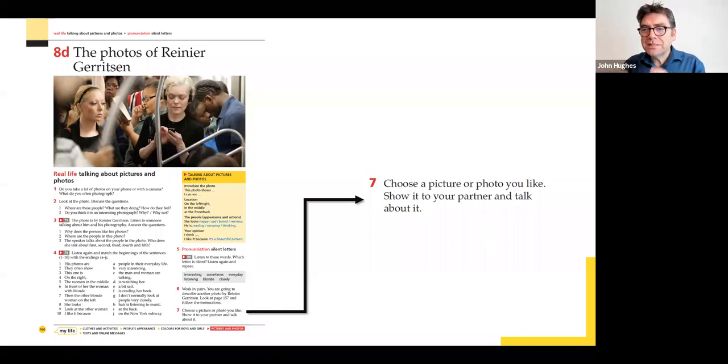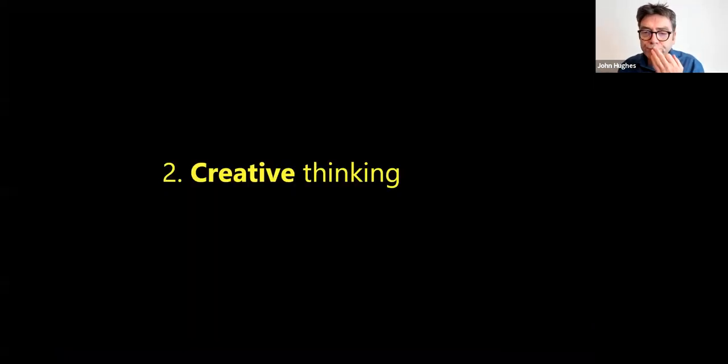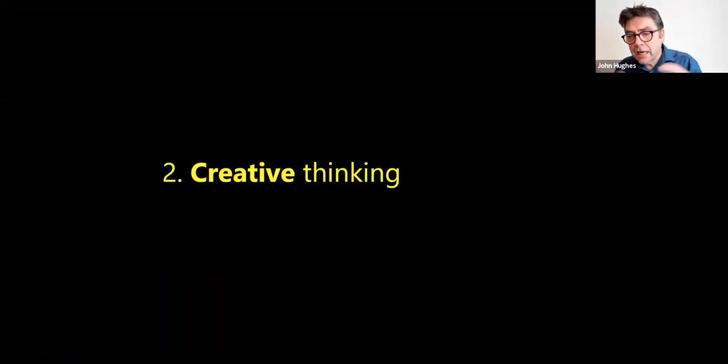And what I'm interested in is mainly little c creative thinking. How can we get students using their own creativity to help them learn language? And the focus there is more on getting them to speak and write. So it's particularly useful for the productive skills. So let's take a closer look at creative thinking, or little c creative thinking.